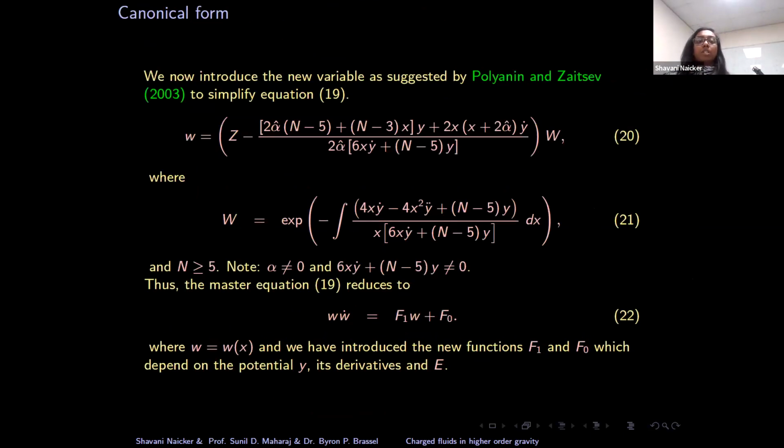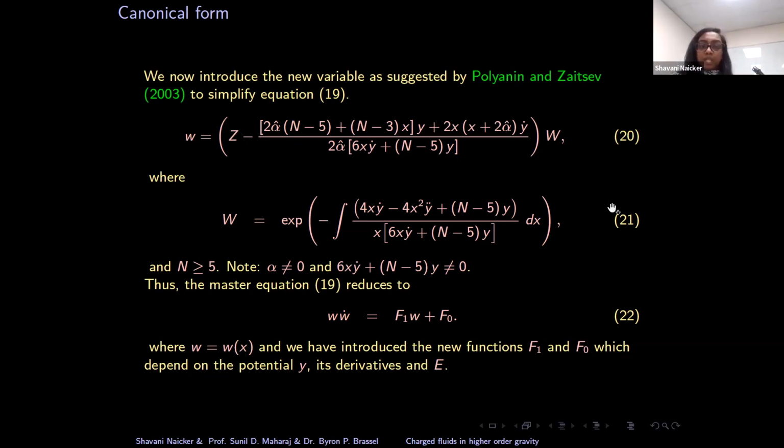So we make use of the transformation provided in equation 20, where the new variable W is introduced. Now, this was suggested by Polyanin and Zaitsev in 2003. Capital W is defined by equation 21. And with this transformation, there are some restrictions. The minimum space-time dimension for EGB gravity is n equal to 5, and we are going to consider n greater than or equal to 5. Alpha cannot be 0 due to this term. 6xy dot plus n minus 5 y cannot be 0, this term here.